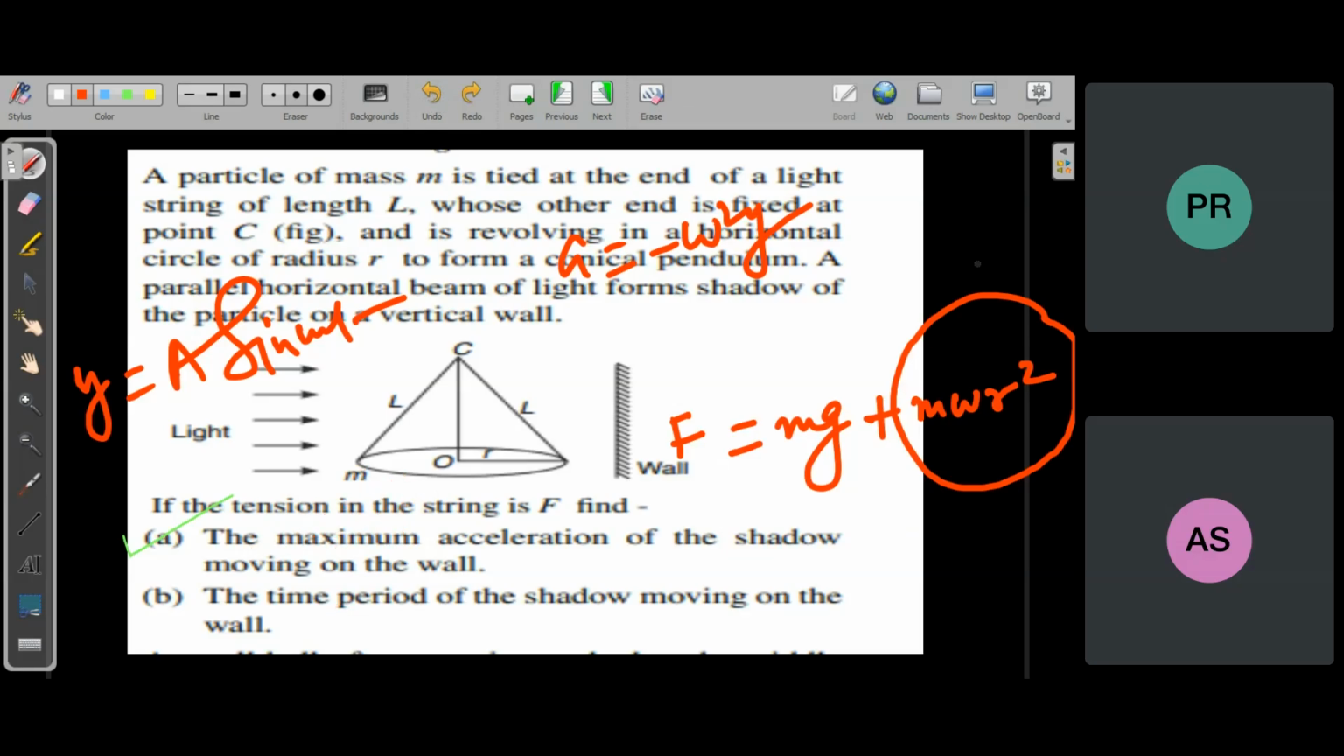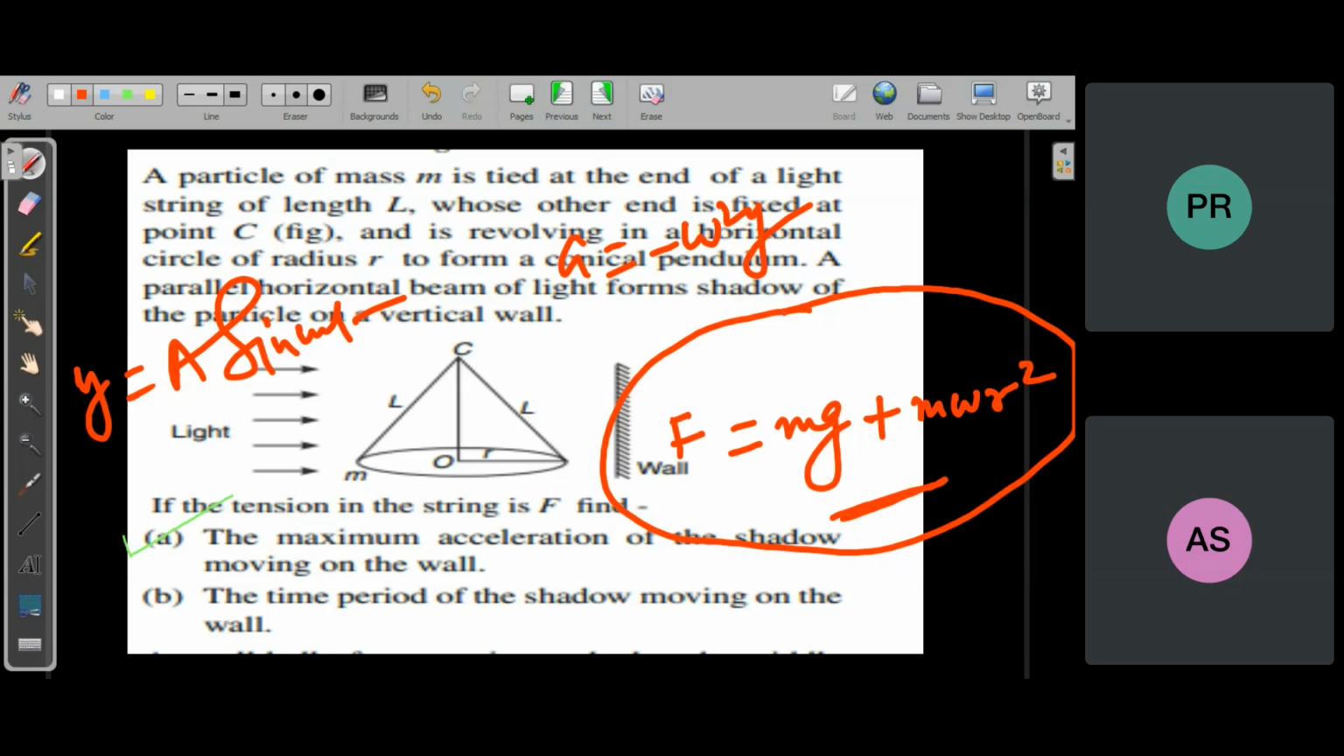So this is the equation that you are getting, right? Is this the equation that you are getting? Look at the screen. Yes, sir, F equals. Now this is wrong. How did you get this equation? Explain.